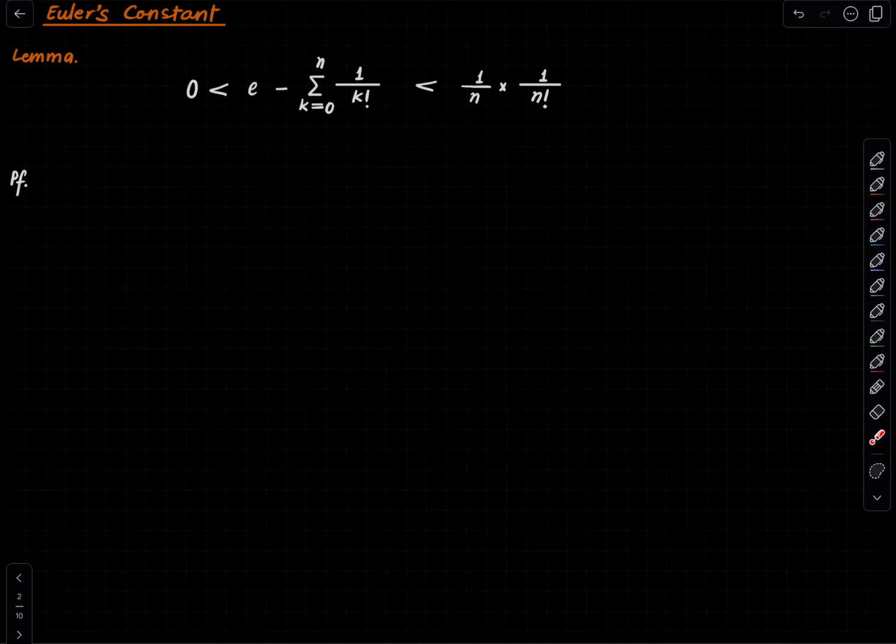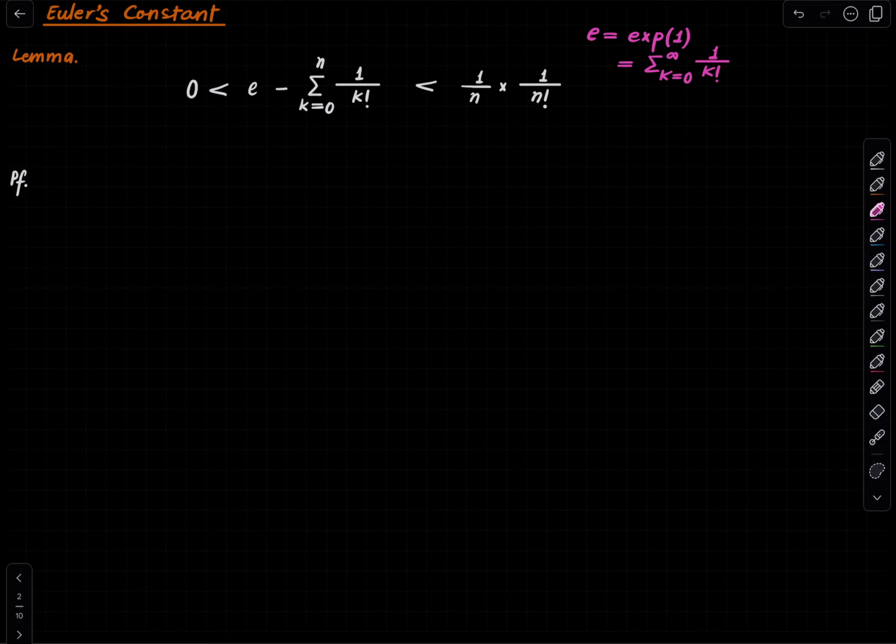So what is Euler's constant? Euler's constant is this number exp(1), which is nothing but the sum of this infinite series. So that's Euler's constant. We also write it as e. That's a standard notation in honor of the great mathematician Leonhard Euler.